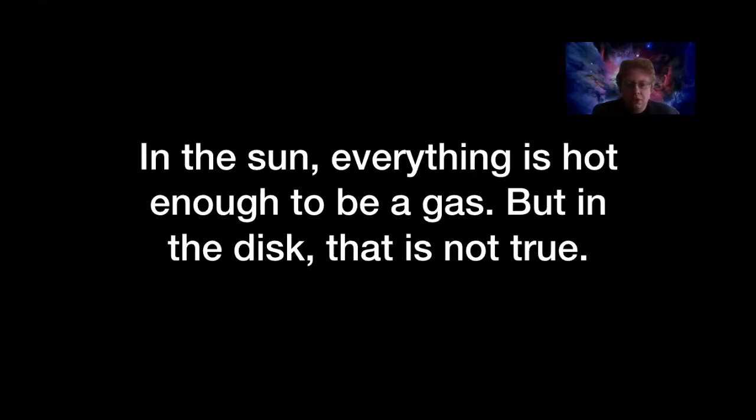So the answer is temperature. Temperature is the reason why these planets have different compositions than the sun. And I'll explain what I mean by this. But basically, the idea is that in the sun, it's hot enough that every material is a gas. But in the protoplanetary disk, that's not true. And this is what really matters for forming planets and having these particles accumulate.